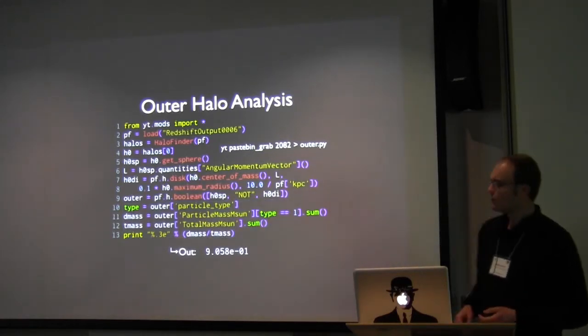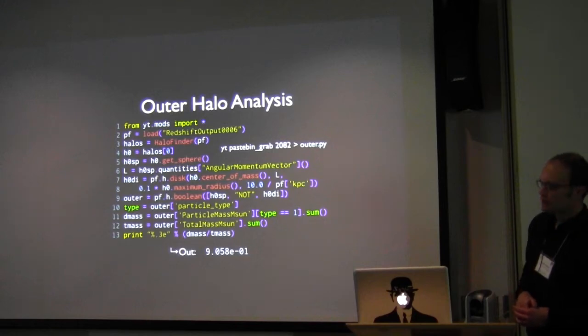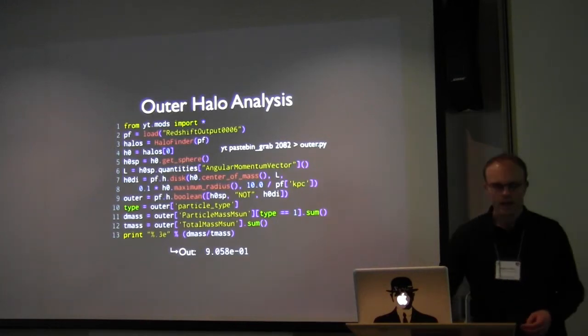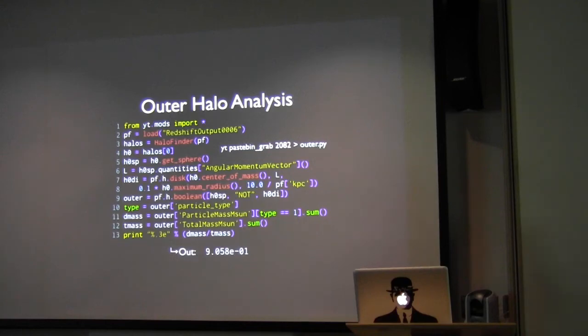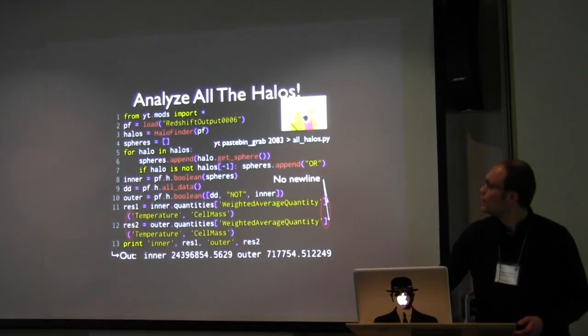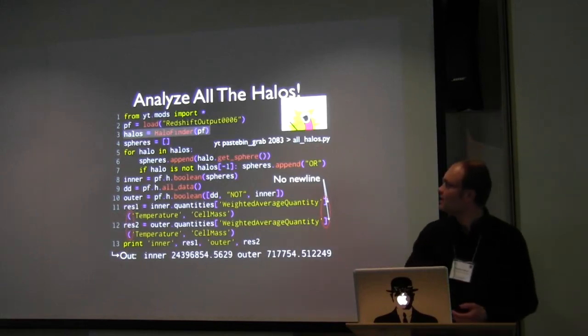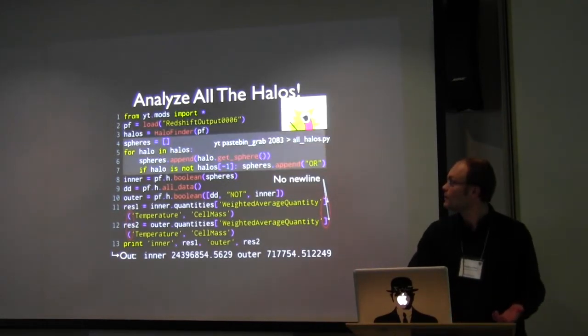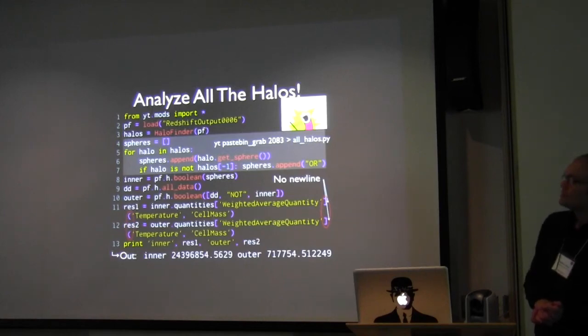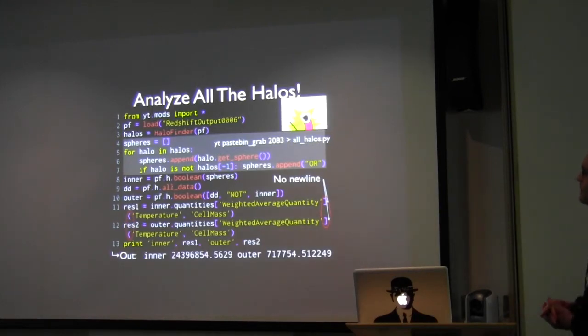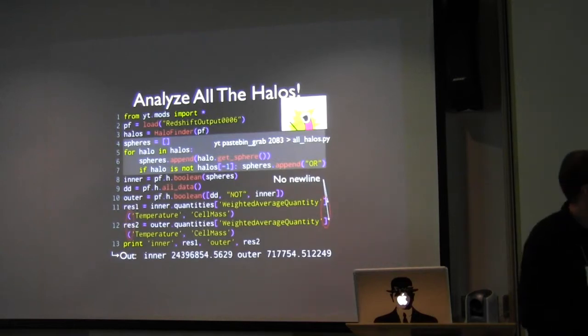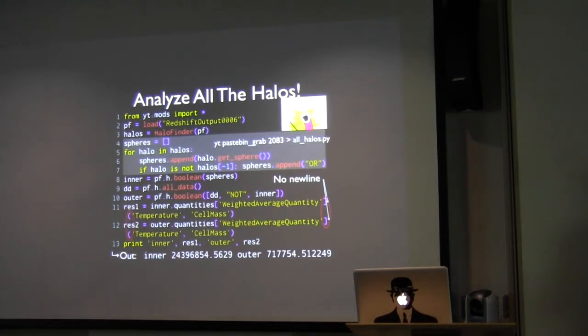Okay. Another thing we might do with galaxies is analyze all the halos at once, which is what we're going to do with this script. Oh, so there we go. I forgot I had an extra slide there. So first, again, we find all the halos with one line. Then I make a list called spheres. And then lines 5 through 7, I'm creating the list of strings and data containers that will be used to make the Boolean region.